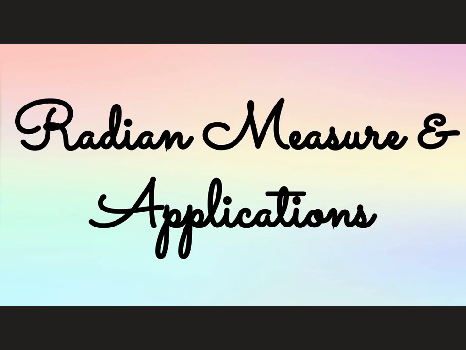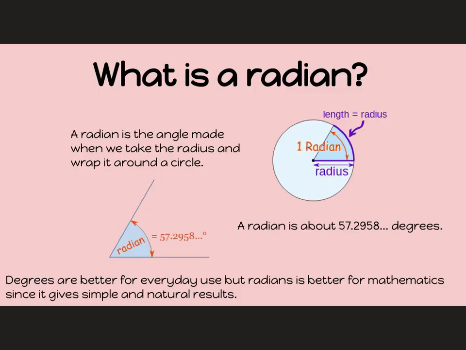So we are going to start a new unit. I started trig. We're going to do radian measure today. A radian is an angle made when we take the radius and wrap it around the circle. So right here is the radian. It's shown in that red right there.